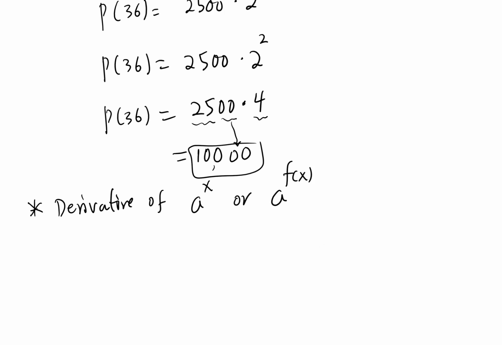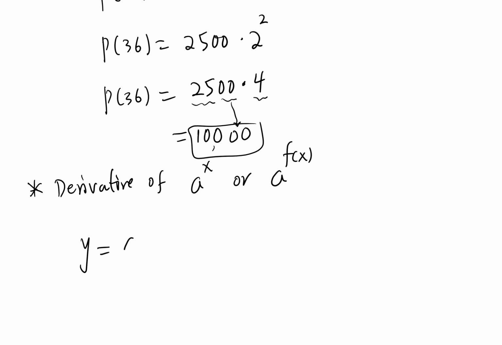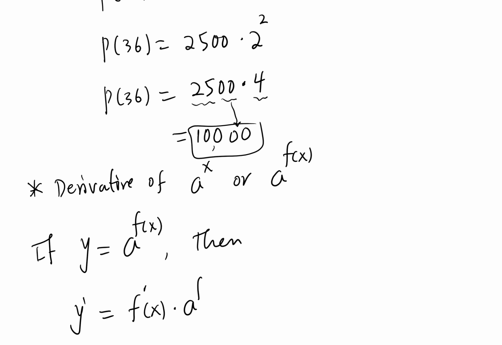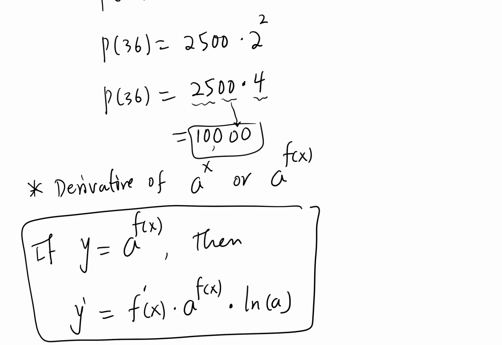So if we have y equals a to any function, then y prime is the derivative of the exponent times itself times natural log of the base. I can prove where that came from, but a lot of students don't pay attention to it later on, like they forget about it.